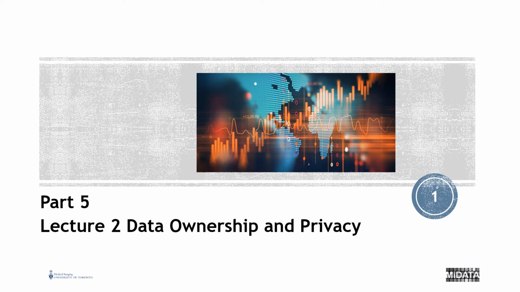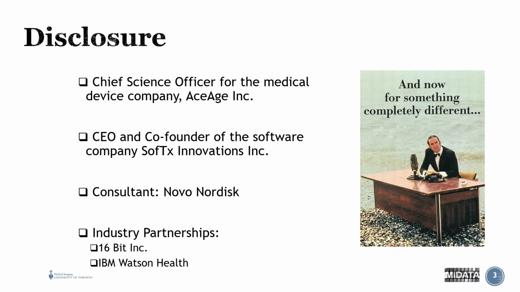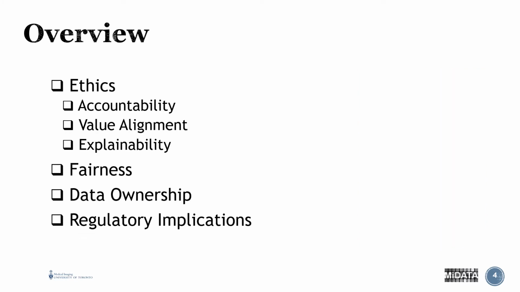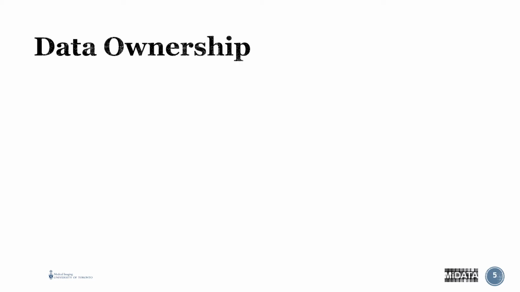And we're back for the second lecture of part 5. And in this lecture, we're going to be talking about data ownership and privacy. Just a quick review: in the last lecture, we talked about ethics and fairness. And now we're going to move on to data ownership.